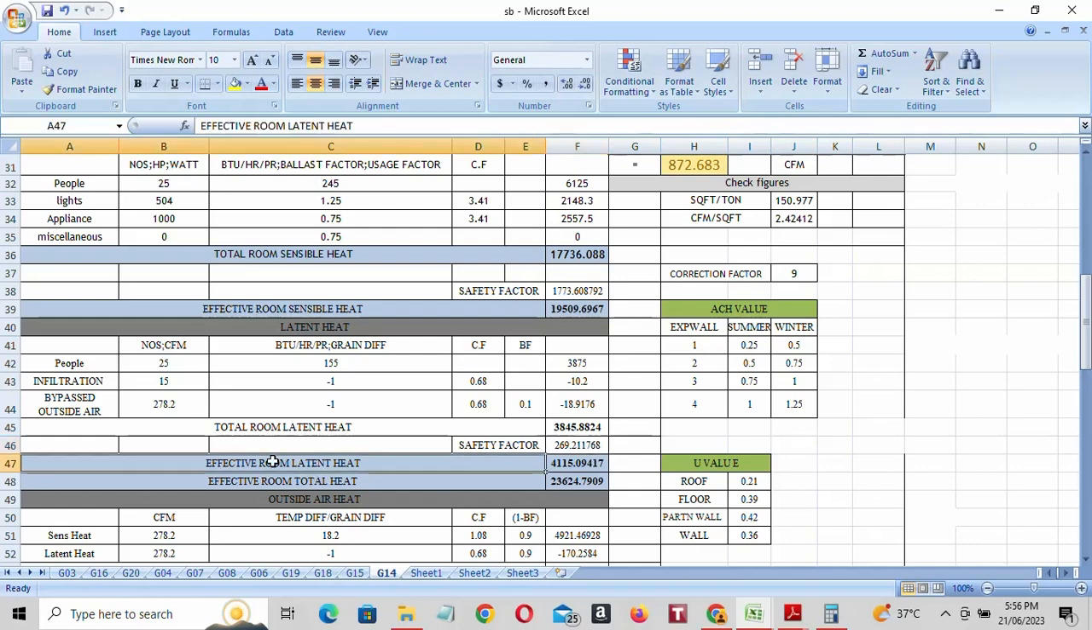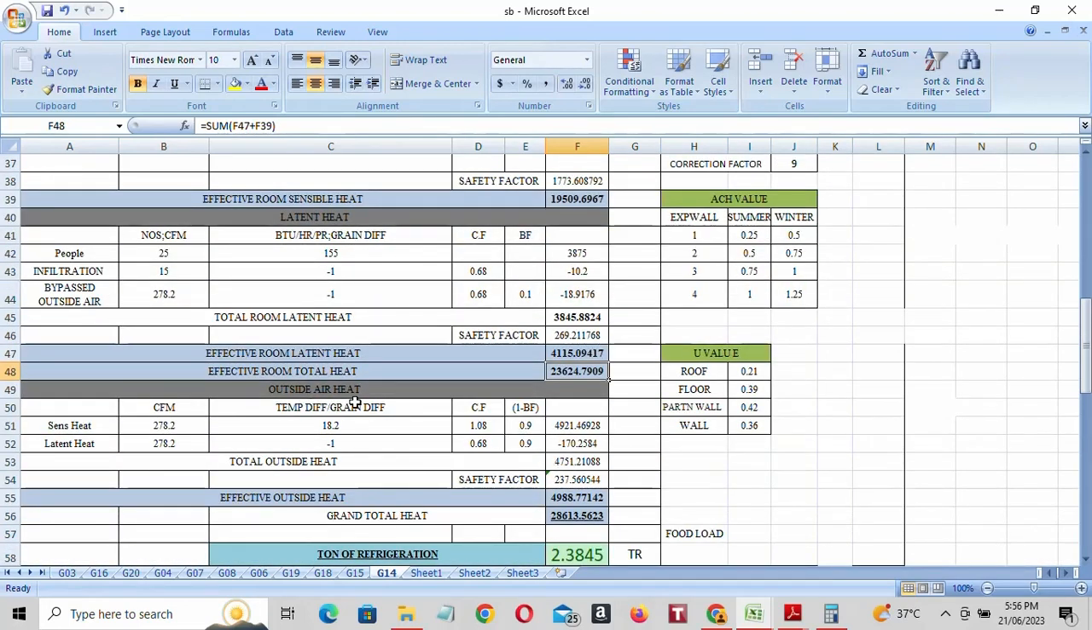Okay, and effective room latent heat. So here this value and this value, you will get this value. Effective room latent heat. Next is effective room total heat. It is effective room sensible heat plus effective room latent heat. You will get this value. Okay.